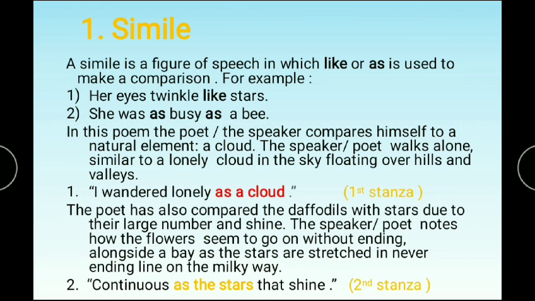And the poet has made the comparison: I wandered lonely as a cloud. So the poet has compared himself with a cloud, and the poet has used the comparative word, that is as. And then the poet has also compared the daffodils with the stars due to their large number and shine. The speaker notes how the flowers seem to go on without ending alongside a bay, as the stars are stretched in a never-ending line on the Milky Way.